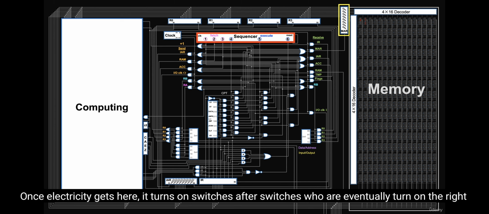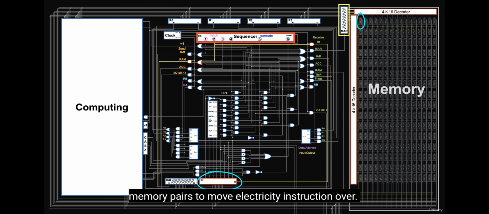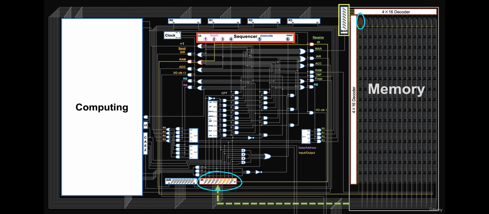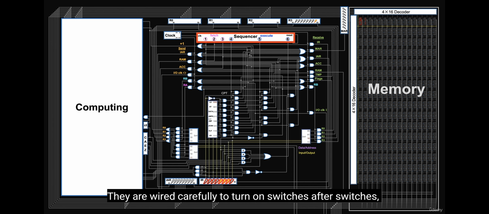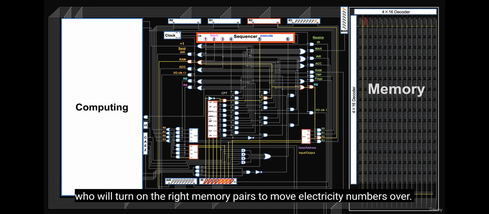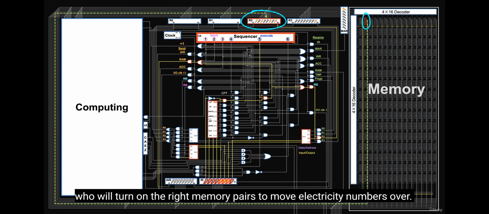Once electricity gets here, it turns on switches after switches, which will eventually turn on the right memory pairs to move the electricity instruction over. The instruction is also electricity. They are wired carefully to turn on switches after switches, which will turn on the right memory pairs to move the electricity numbers over.